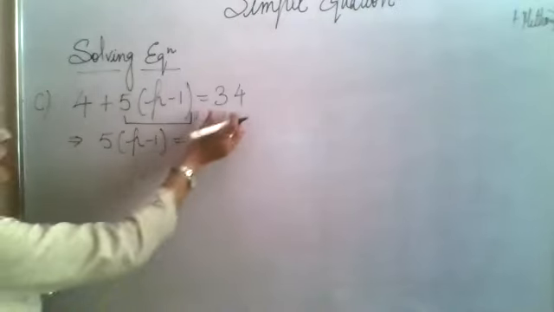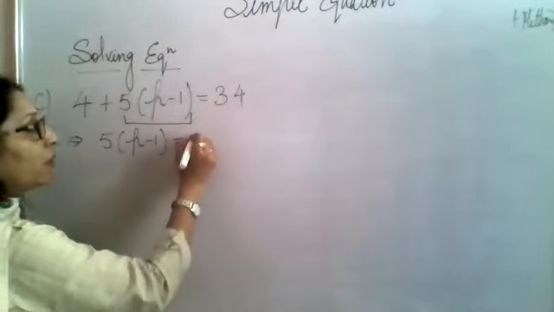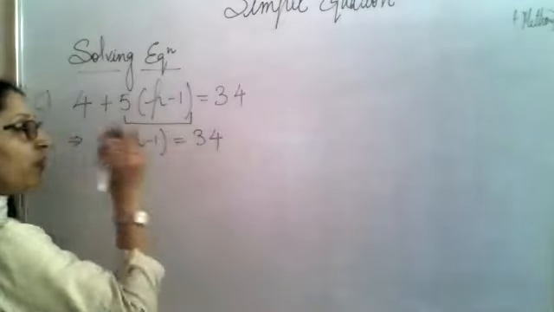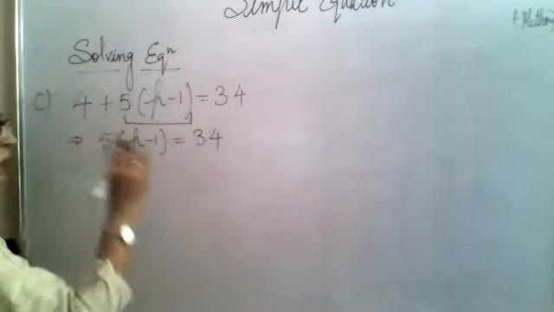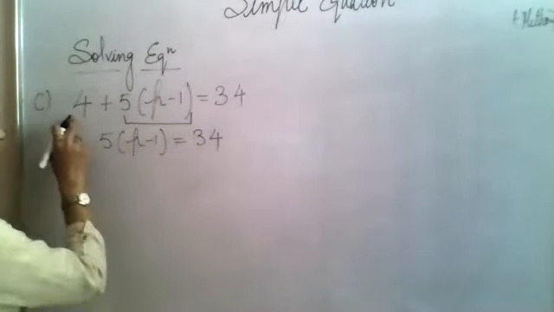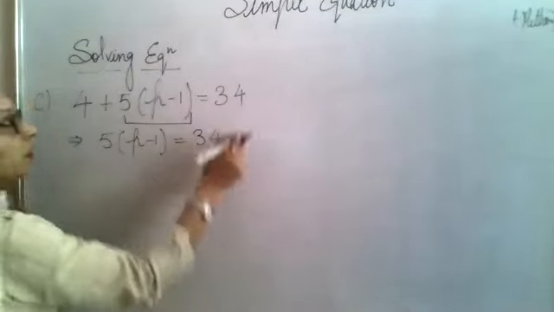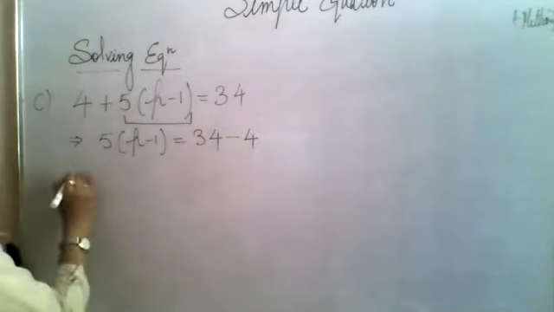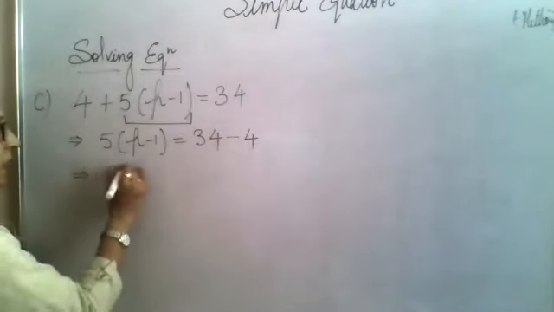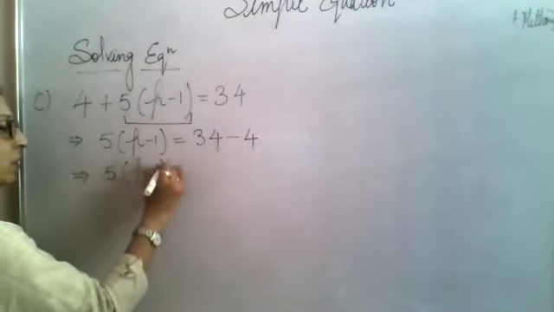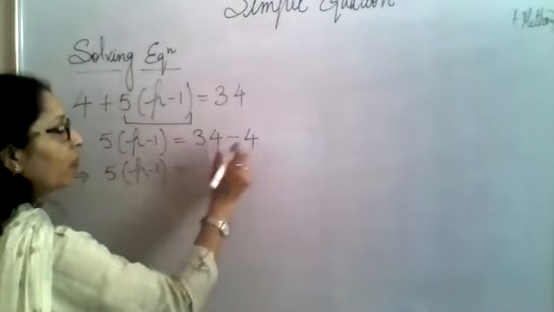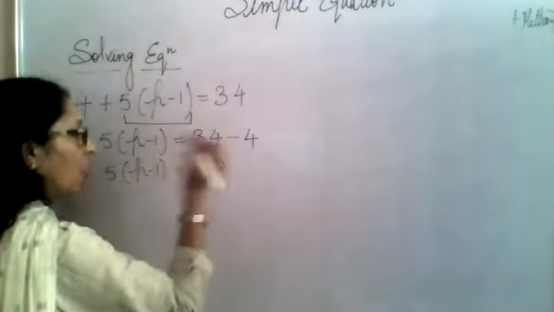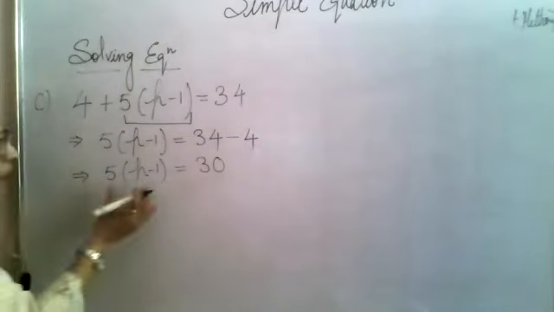Equal to, what is written already? 34. Remember, first write what is written on that particular side, left side or right side. Now you are shifting, write that. This is minus 4. Again, I am not doing anything else. 34 minus 4 is 30. Now my next step starts.